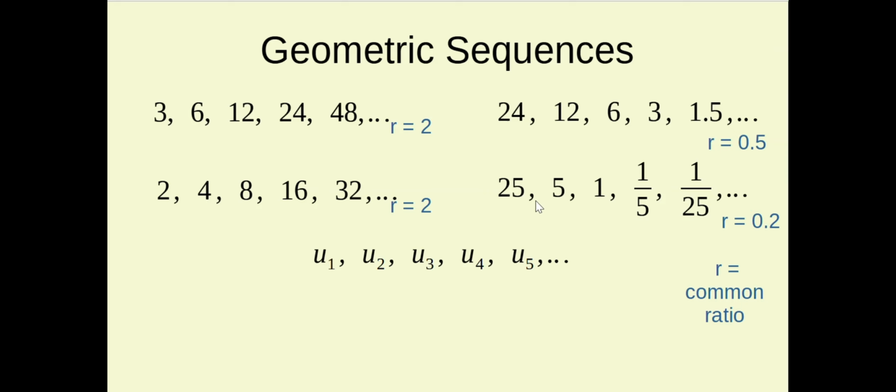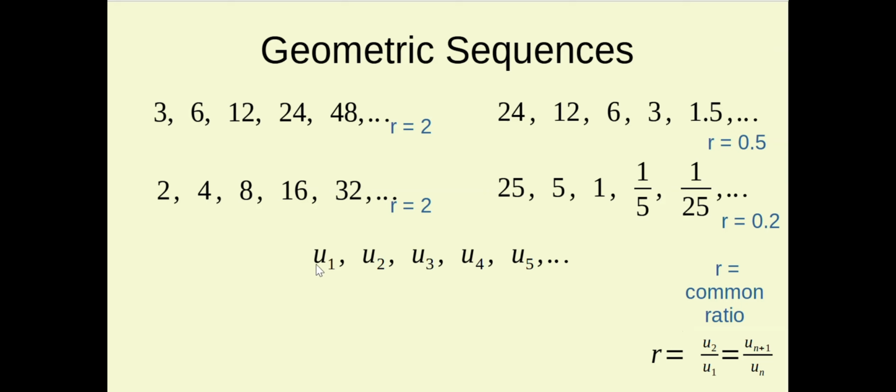If you're not sure how to do that, just remember that the common ratio is the second term divided by the first term, or the third term divided by the second term, or the fourth term divided by the third term, right? It's the common ratio, the ratio between two consecutive terms.